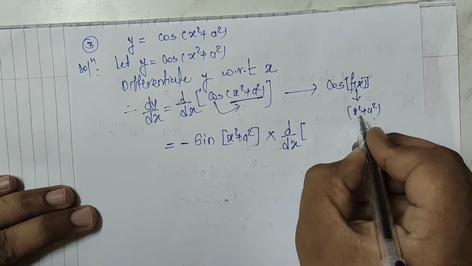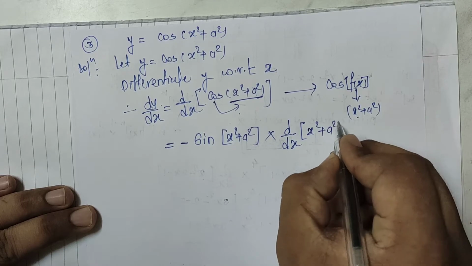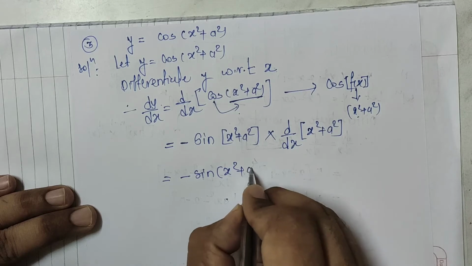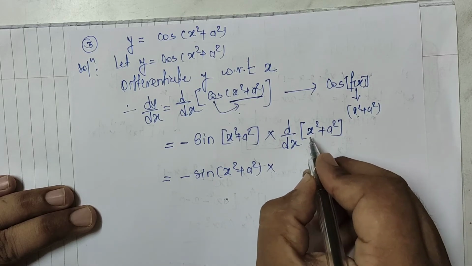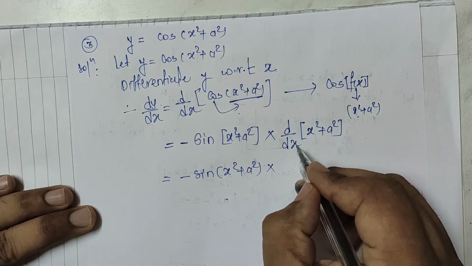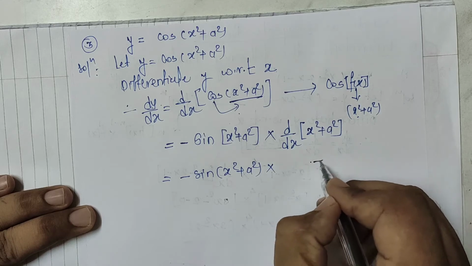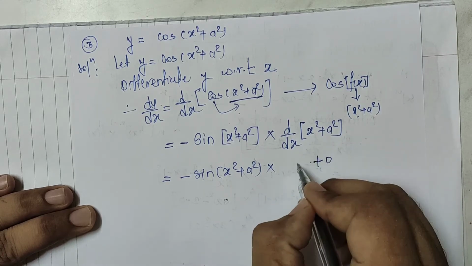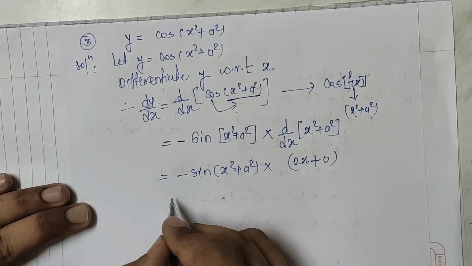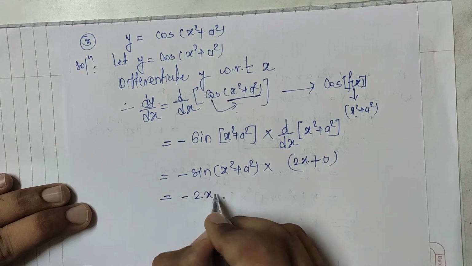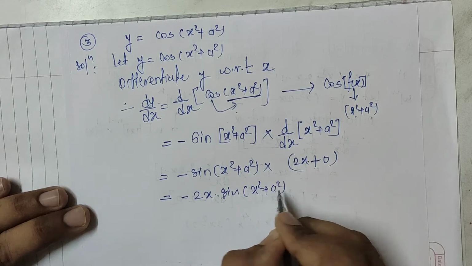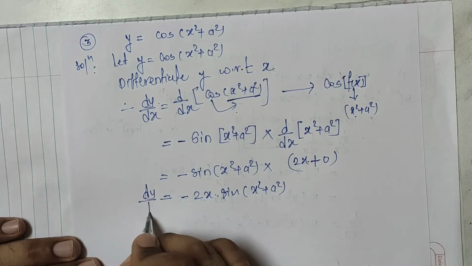f of x means x square plus a square, so it is equal to minus sine of x square plus a square as it is, into derivative of x square plus a square. Here we are finding the derivative with respect to x. For x, the a term is constant, so a derivative is 0, but x square derivative is 2x, therefore 2x plus 0. So the final answer is minus 2x into sine of x square plus a square. This is the required derivative.